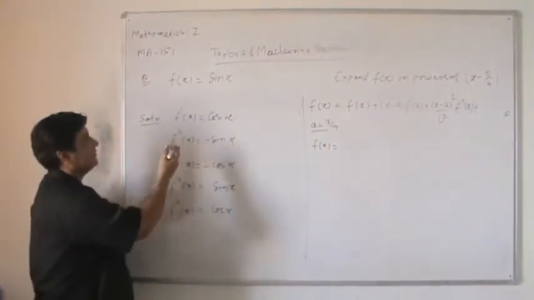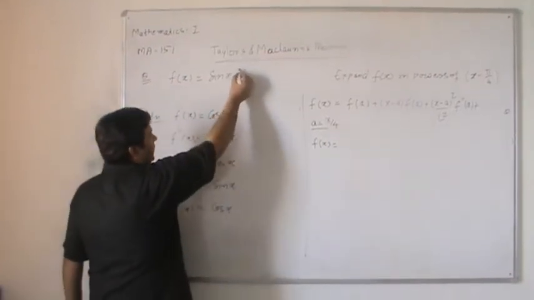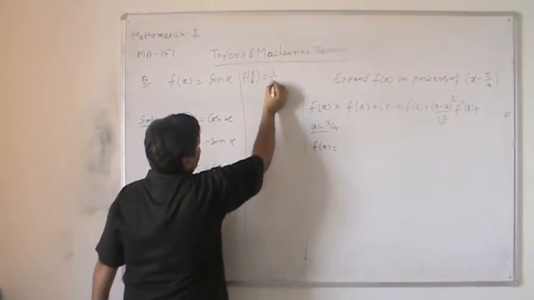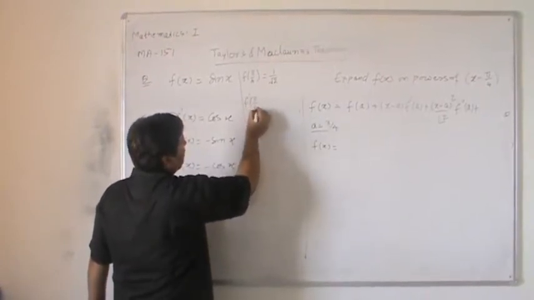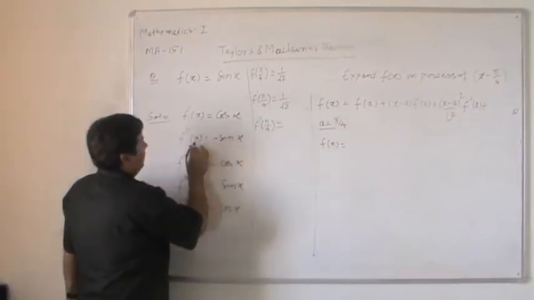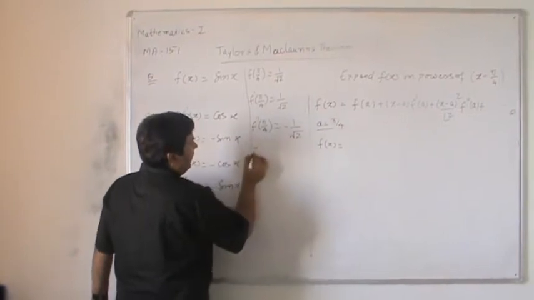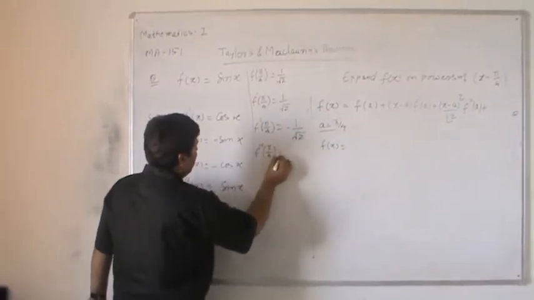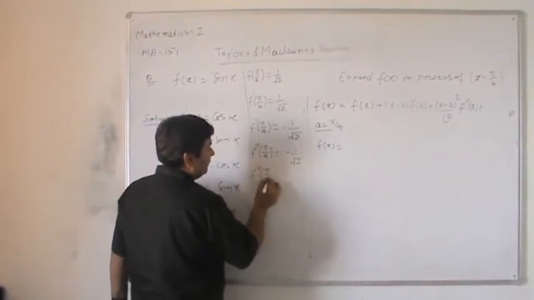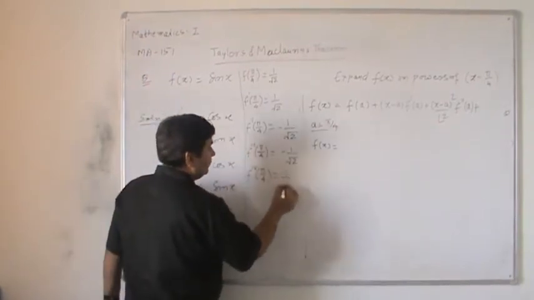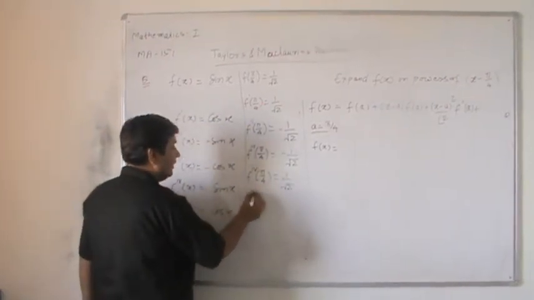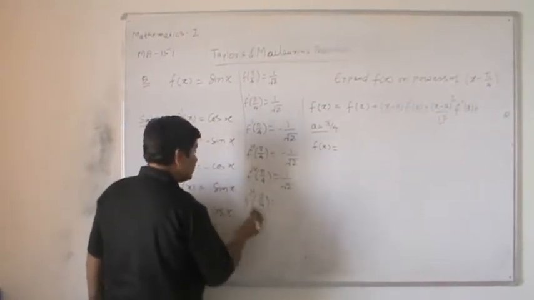So we will need values of the function and its derivatives at pi by 4. So we calculate the values at pi by 4. F of pi by 4, as we know, sin pi by 4 is 1 by root 2. F dash pi by 4, in this case, will be 1 by root 2. F double dash pi by 4 will be minus 1 by root 2. F triple dash pi by 4 will be minus 1 by root 2. The fourth derivative at pi by 4 will be 1 by root 2, because the fourth derivative is equal to sin x, and sin pi by 4 is 1 by root 2. Similarly, we can calculate the value of the fifth derivative at pi by 4 and we will get 1 by root 2.